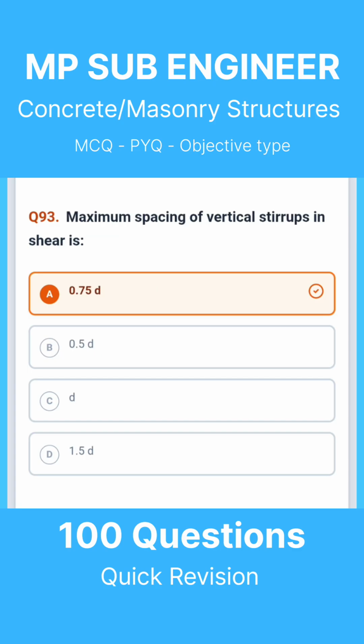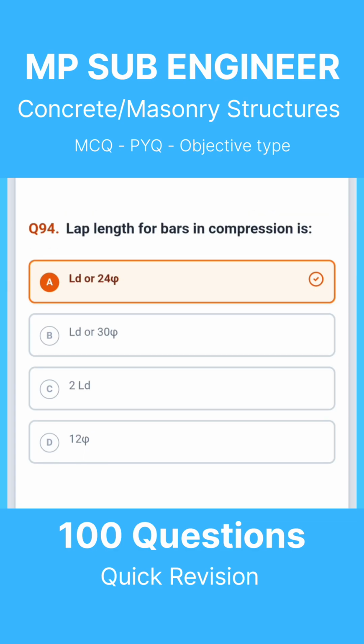Question 93. Maximum spacing of vertical stirrups in shear is. The correct answer is 0.75 d. Question 94. Lap length for bars in compression is. The correct answer is Ld or 24 phi.